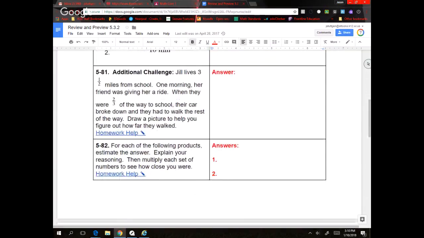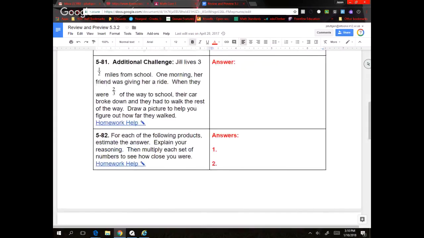Second problem, additional challenge. This is still technically part of the first one. Here it is. She lives 3.5 miles from school. Again, always start with what they tell you. One morning, her friend was giving her a ride when they were 2/3 of the way to school when their car broke down. We have to draw a picture to represent this and figure it out. Keyword there is of. We should know of means multiplication. So I'm going to solve this first and then show what the picture would look like.